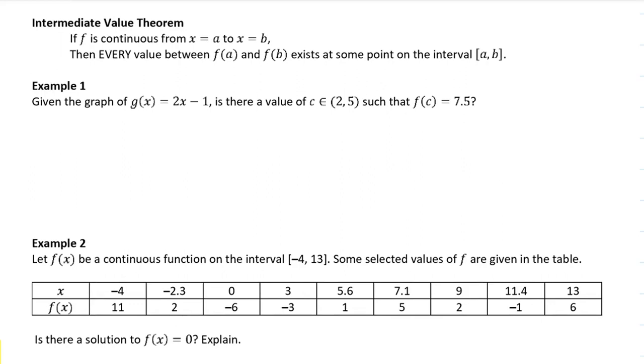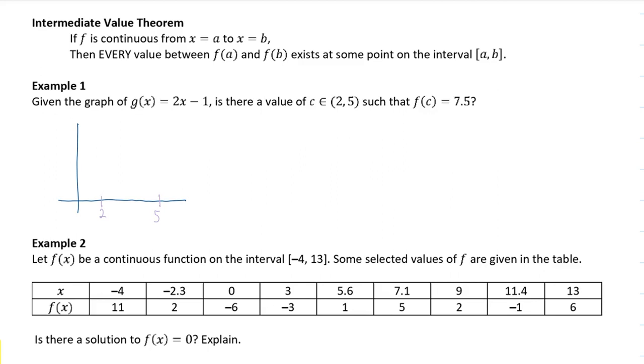It says, given the graph of g of x equals 2x minus 1, is there a value of c in the interval from 2 to 5 such that g of c equals 7.5? So let's draw a picture of what this looks like. I'm going to draw the graph of 2x minus 1, and I'm only going to graph it from 2 up to 5. So that's the interval that we're looking at here. I would mark my axis with 2 and 5. I'm just going to do this the easy way. I'm going to plug in 2 to the equation.